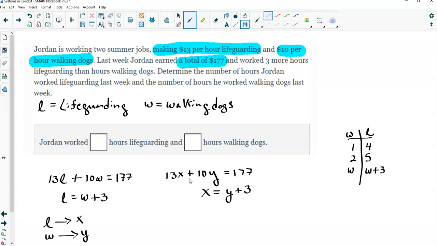However, I'm going to do it just for practice here. I'm going to do it by substitution, because I already know the value of X is Y plus 3. So I'm going to enter that: 13 times Y plus 3. Notice I substitute the X over here for Y plus 3. Plus 10Y equals 177.